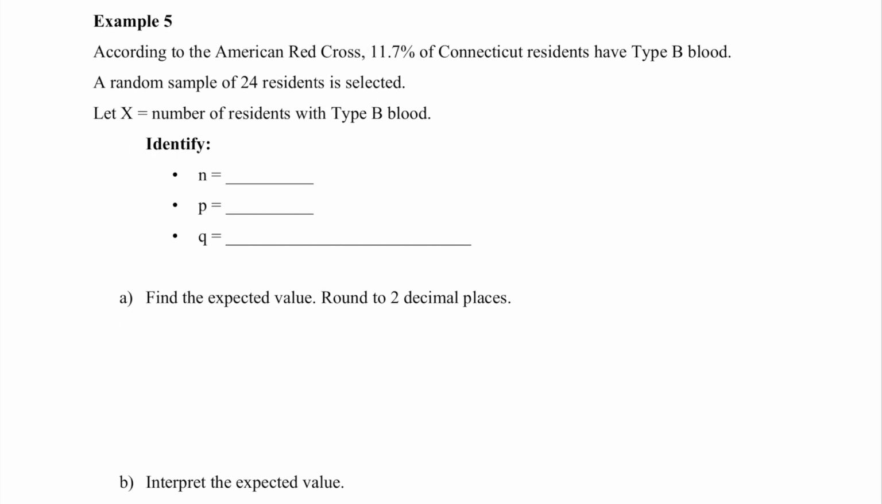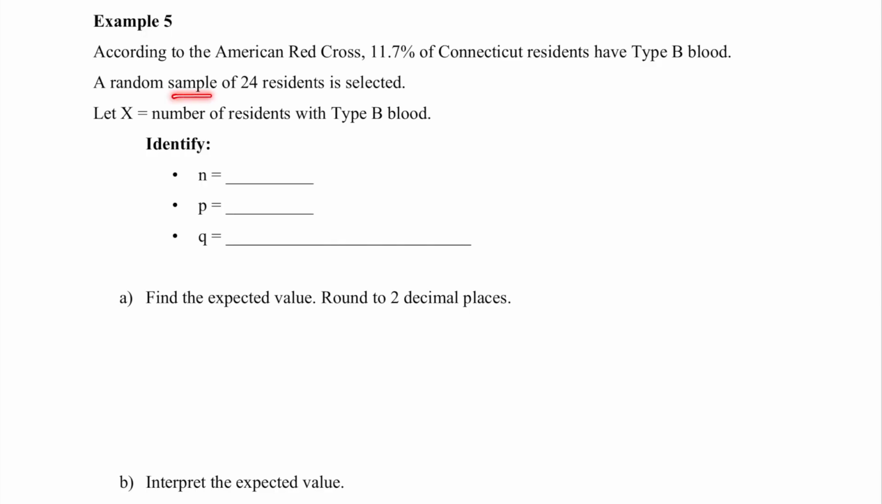According to the American Red Cross, 11.7% of Connecticut residents have type B blood. A random sample of 24 residents is selected. Let X be the number of residents with type B blood. First, let's identify the values.